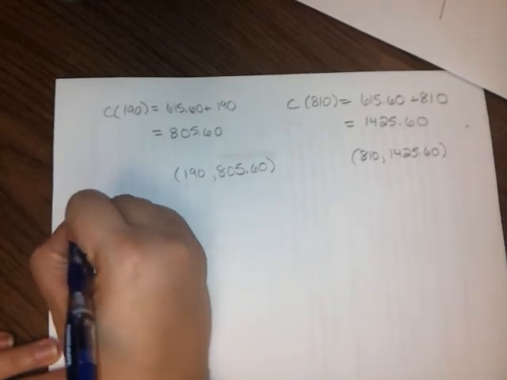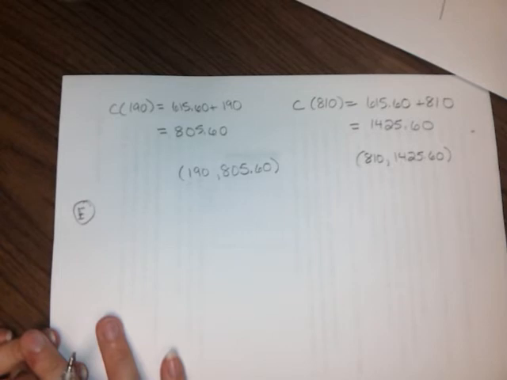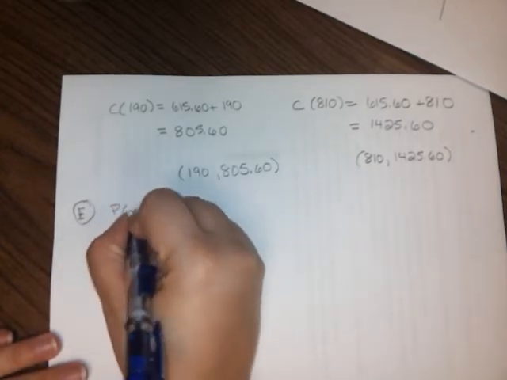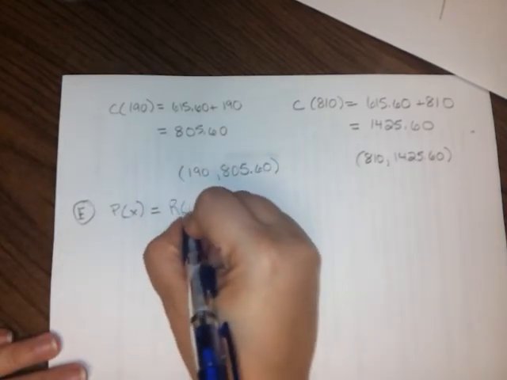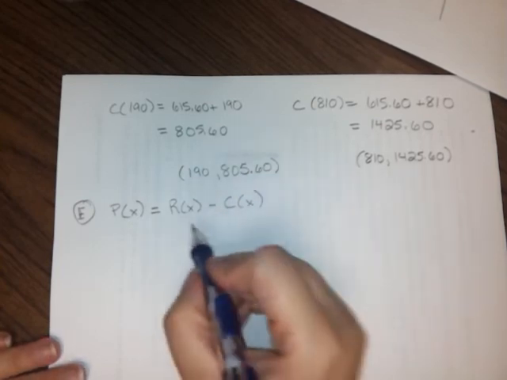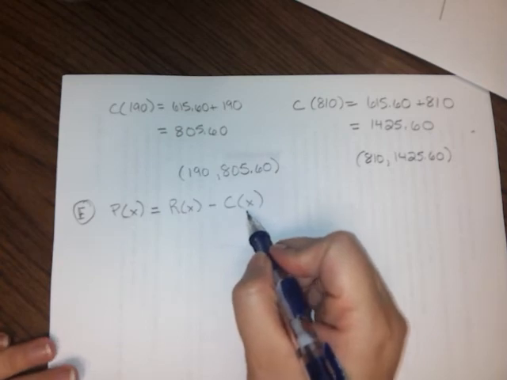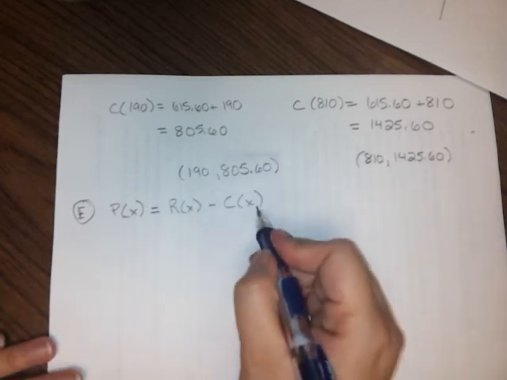So we keep going. Part E wants us to find the profit function in terms of x. Fortunately, that's not too bad. So the profit function, capital P of x, that's going to be the revenue function minus the cost function. And that makes perfect sense. How much money we pull in each night minus how much it costs us to operate. That's telling us our profit. It's our revenue minus our costs.